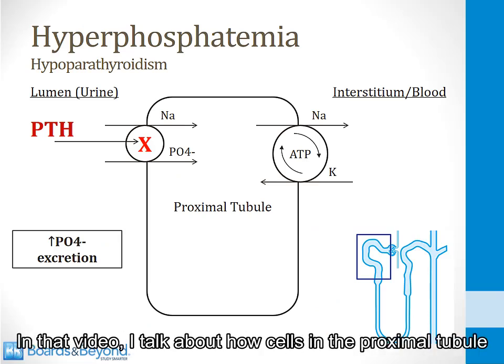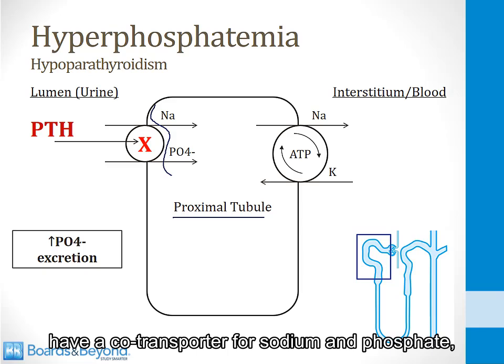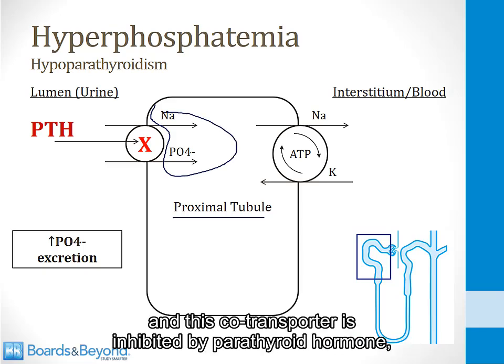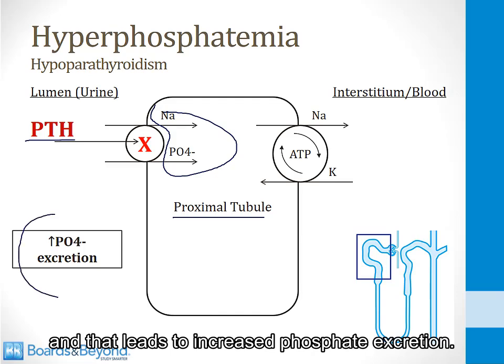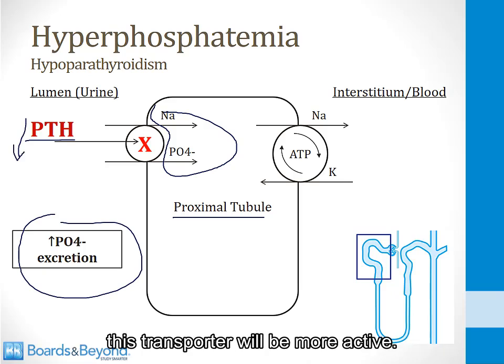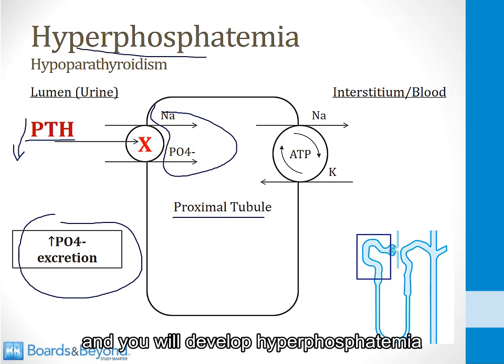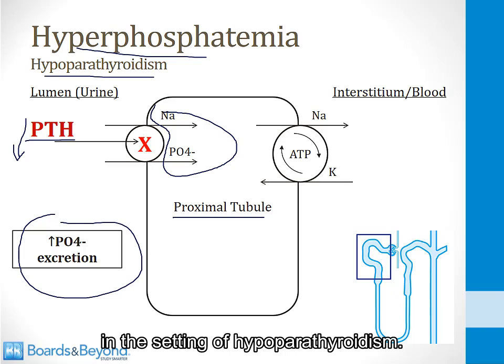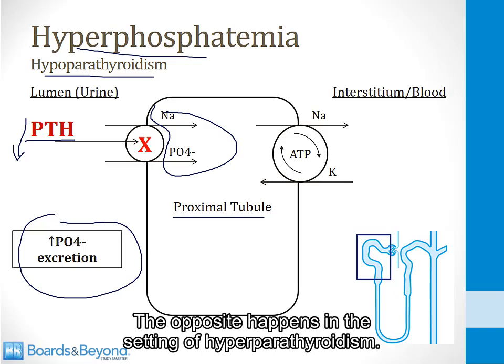In that video, I talk about how cells in the proximal tubule have a co-transporter for sodium and phosphate, and this co-transporter is inhibited by parathyroid hormone, and that leads to increased phosphate excretion. So if you have low parathyroid hormone levels, this transporter will be more active, you will reabsorb more phosphate, and you will develop hyperphosphatemia in the setting of hypoparathyroidism. The opposite happens in the setting of hyperparathyroidism.